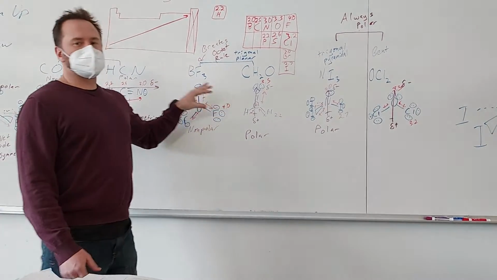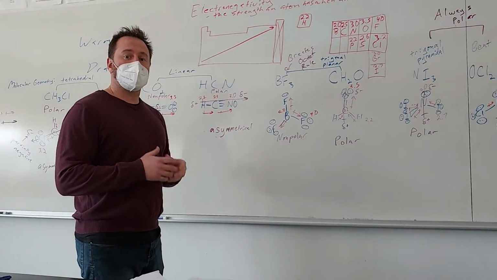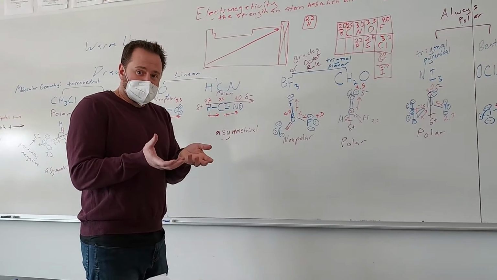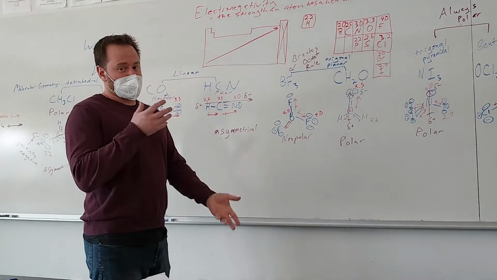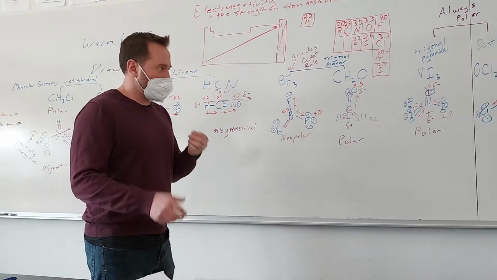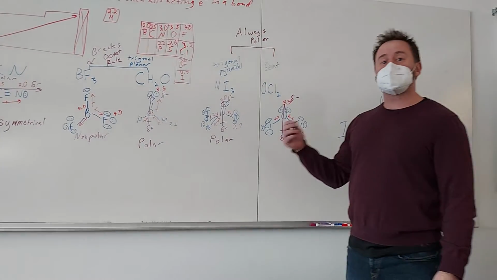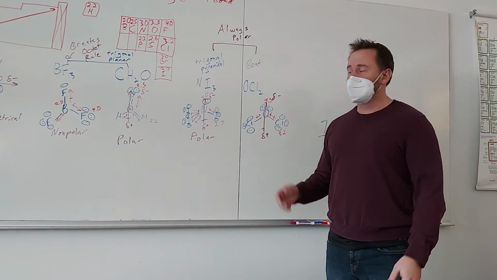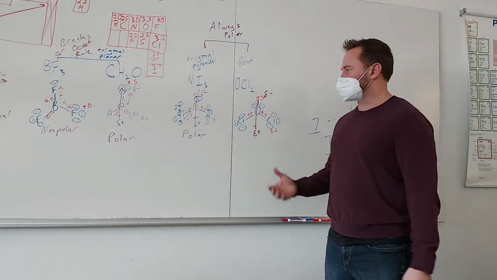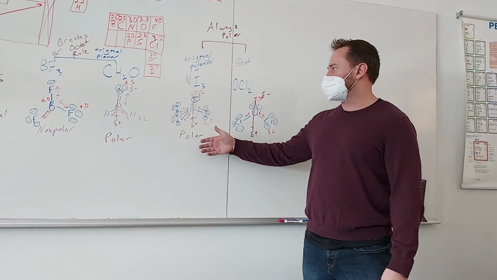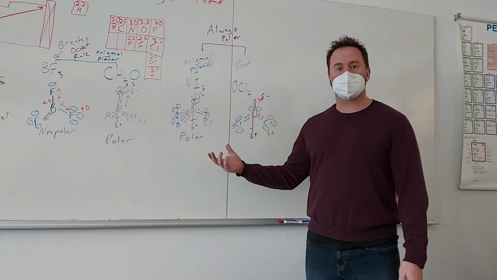Now, those 3 shapes could be polar or nonpolar depending on what's surrounding the central atom. If it's all the same atoms around the central atom, nonpolar. If it's different elements bonded to the central atom, it's polar. And the last 2 we're going to look at are always polar. If you have an unshared pair of electrons on the central atom, it's always going to be polar. It's going to have some element of asymmetry. And again, the electron density would flow towards the more electronegative element.